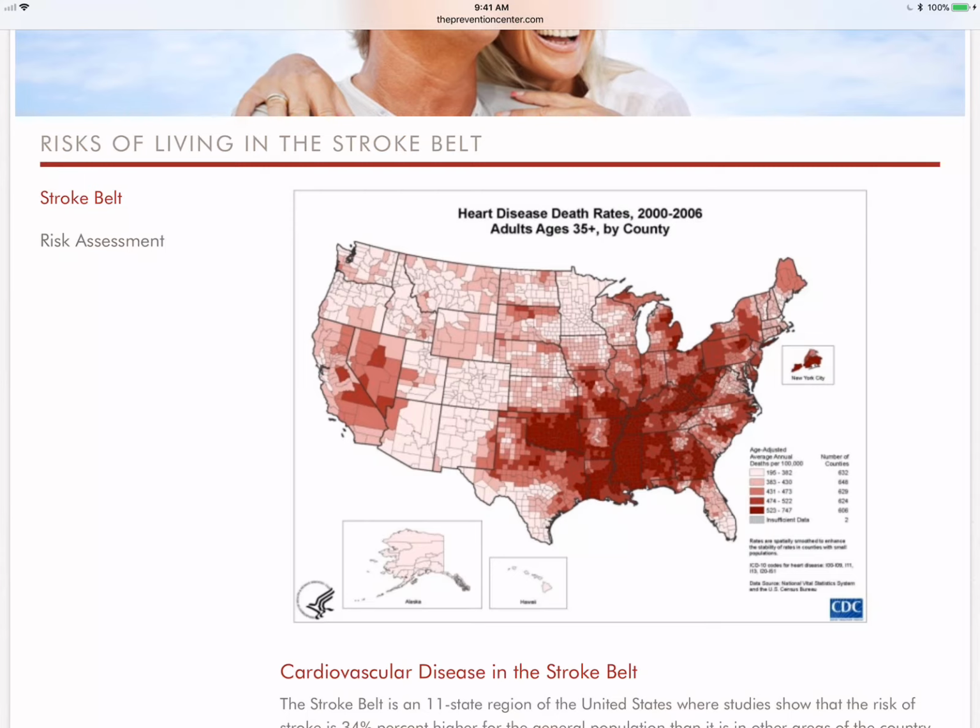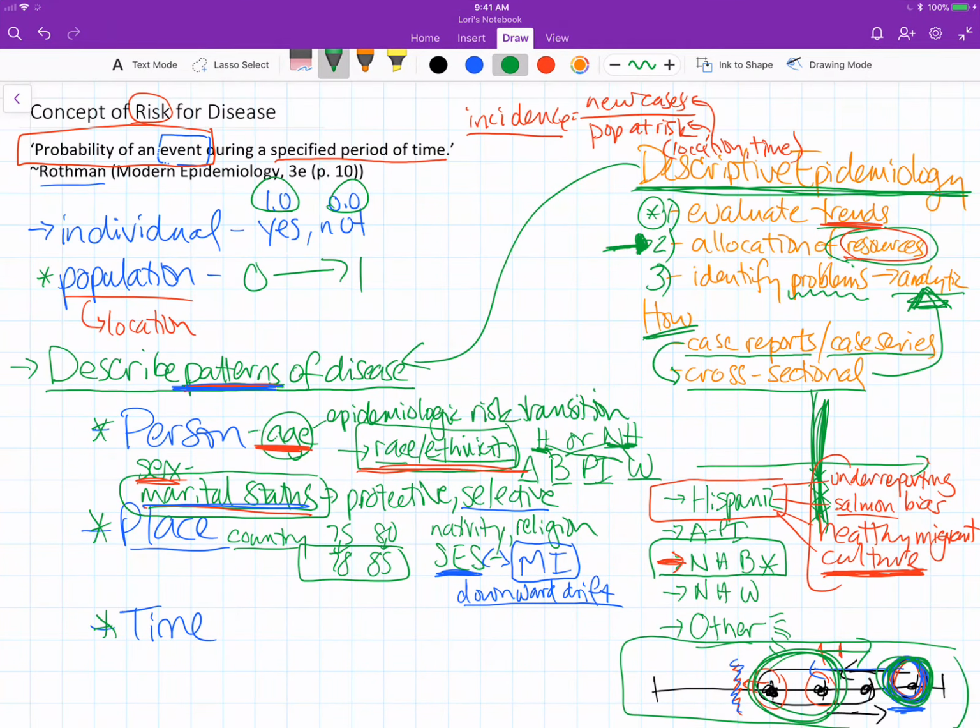The blood vessels aren't working right, and so we have heart disease, we have more heart attacks, and we have far more strokes, because the health of a person's blood vessels really impacts whether they are at risk for having that increased disease. So the stroke belt and cardiovascular diseases is an example of place.